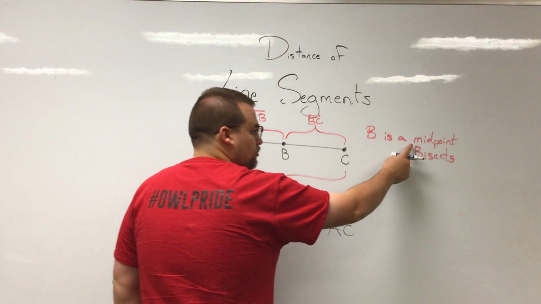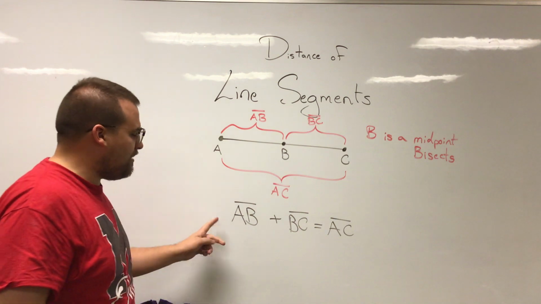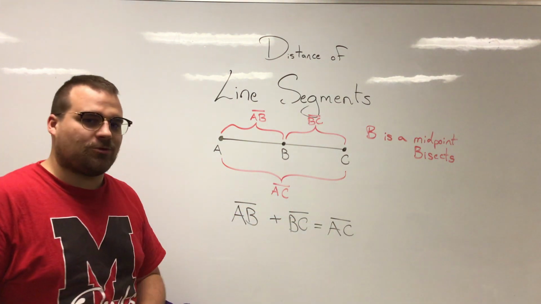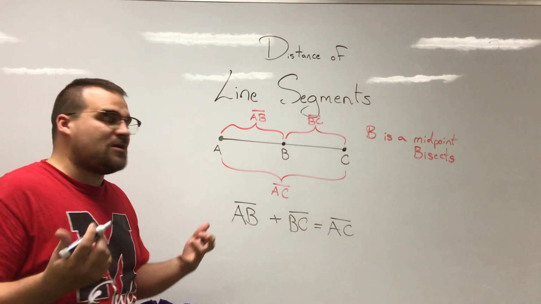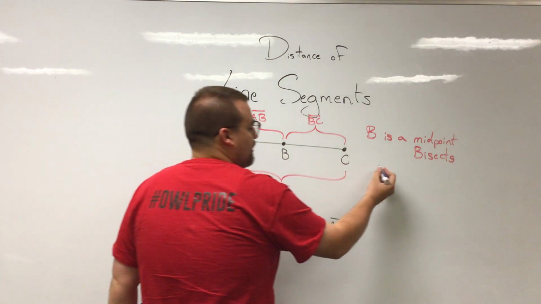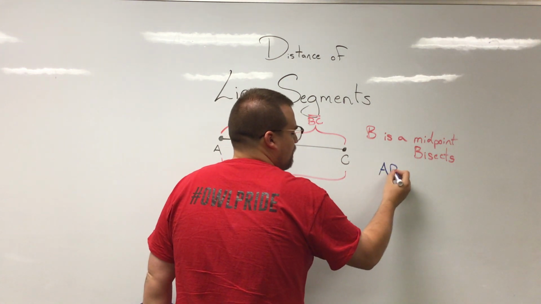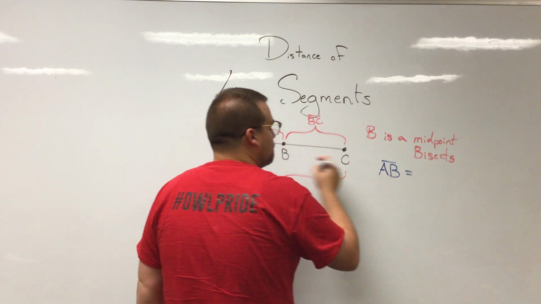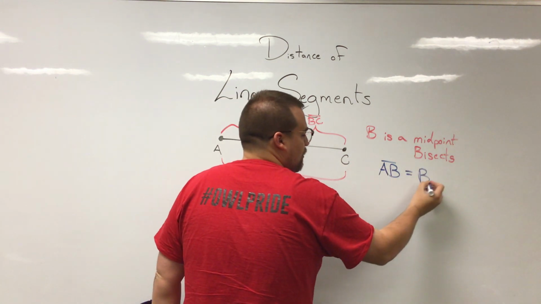So if we understood that this is true, then maybe this isn't the only kind of equation we could create. Maybe we could also say line segment AB is equal to line segment BC.